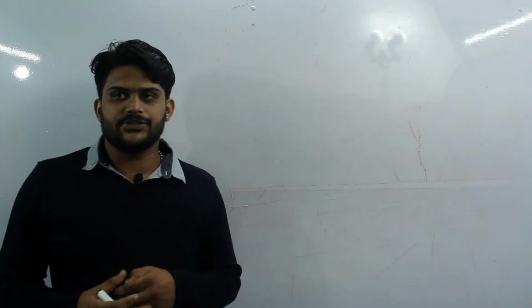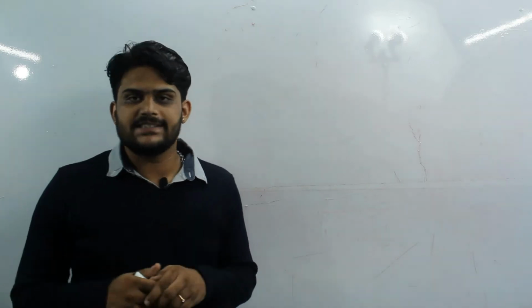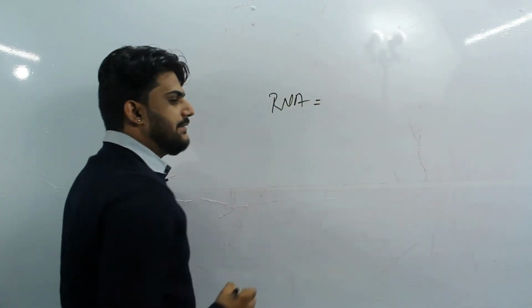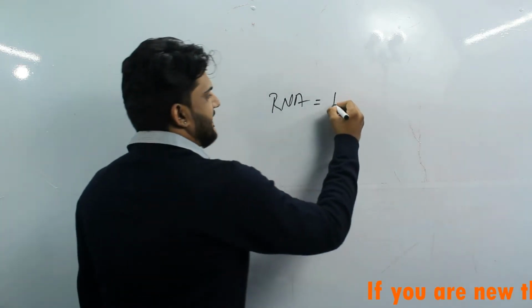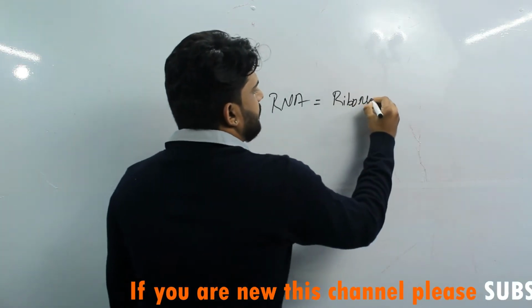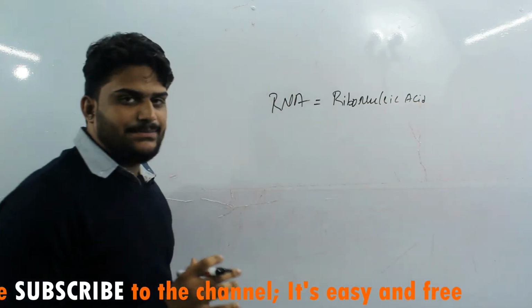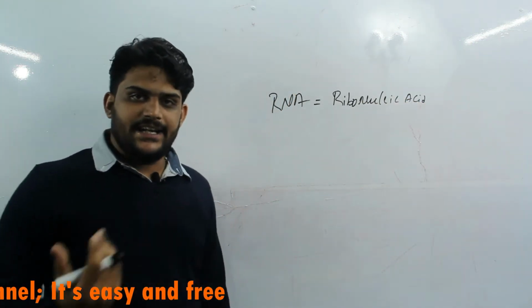Before learning the structure of mRNA, we have to know what RNA is. RNA is also abbreviated as ribonucleic acid. So then you may ask me, what is the main difference between RNA and DNA?